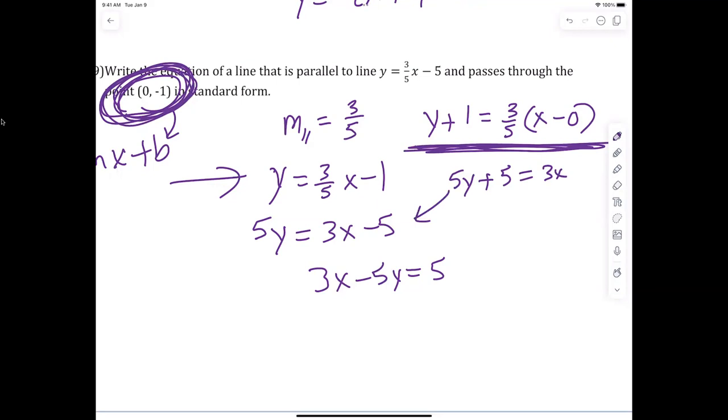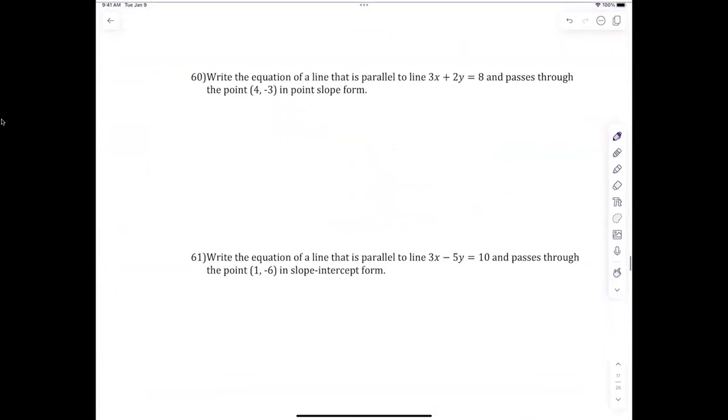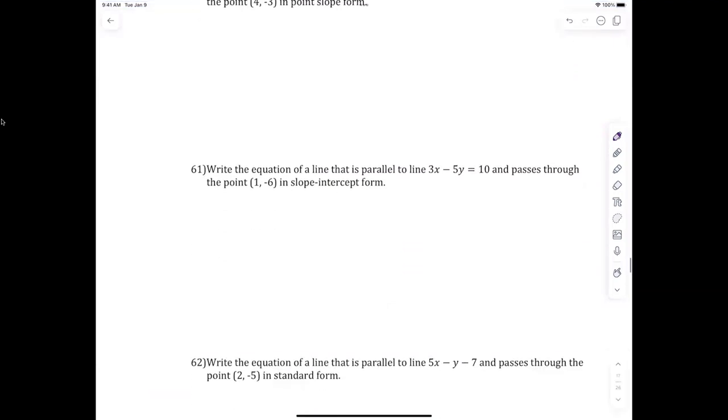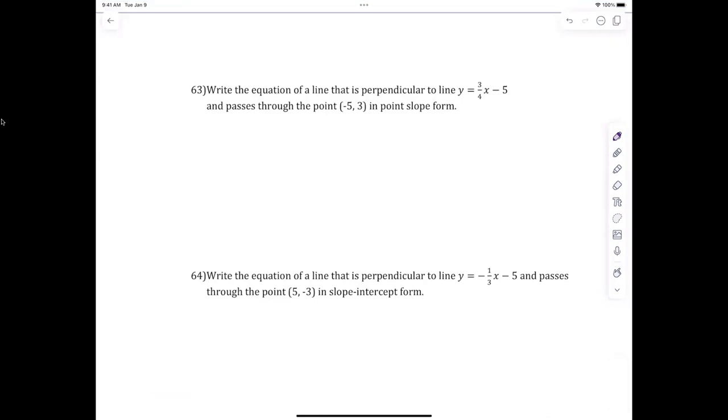Everybody happy with that? All right, next thing we're reviewing is probably perpendicular. Nope, still parallel. We can do that. Still parallel. That's your homework. Okay, let's get to perpendicular.